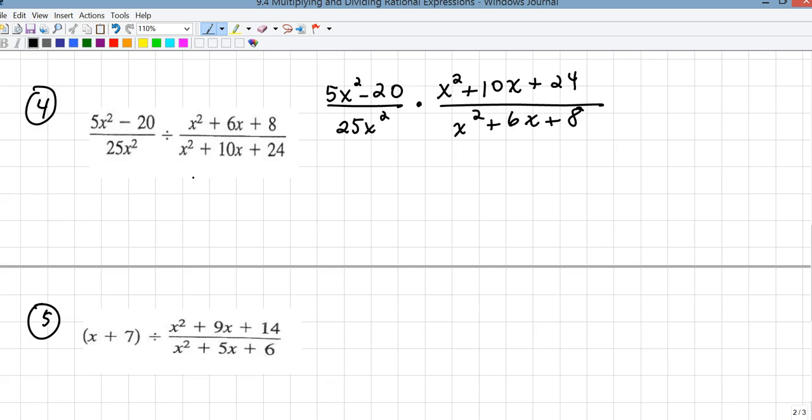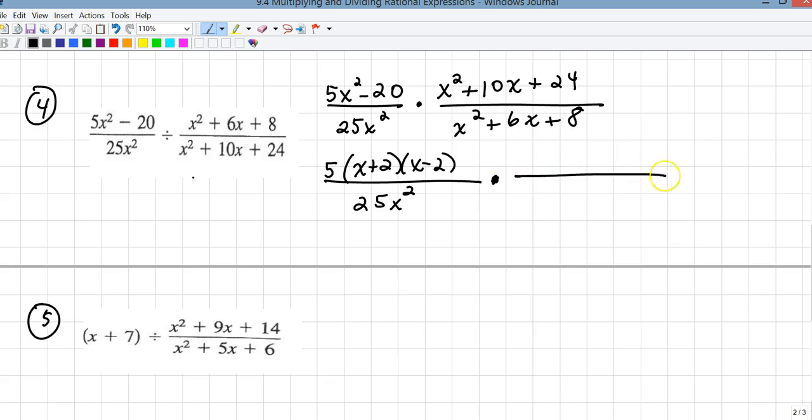So now I'm going to follow the steps. First thing I'm going to do is factor. Number 1, factor. Number 2 is reduce. And then number 3, multiply across at the end. So I'm going to factor everything. I'm going to take out a 5. So I've got 5x squared minus 20. When I factor out the greatest common factor, I have x squared minus 4. So I'm going to put x plus 2 times x minus 2. And 25x squared is one term, so we don't factor one term. I'm just going to leave it like that.